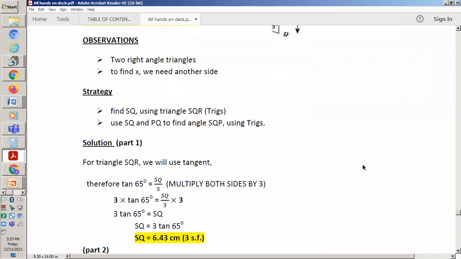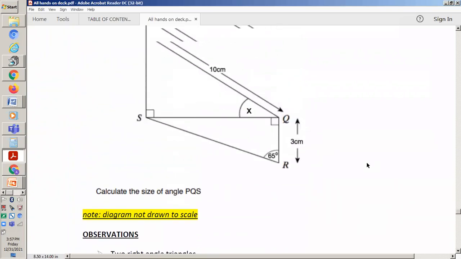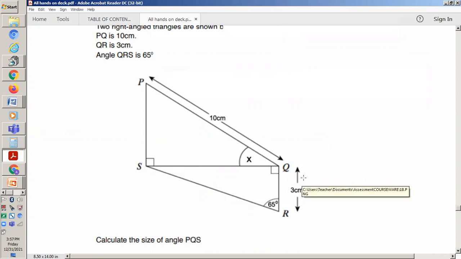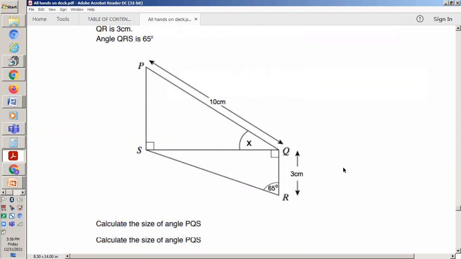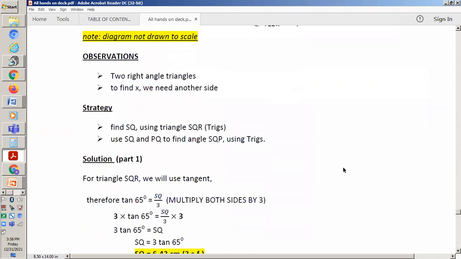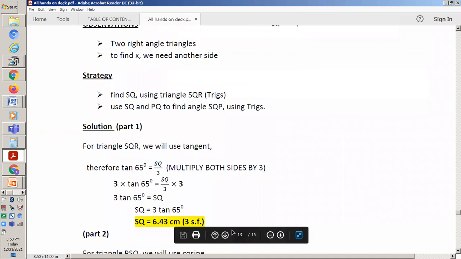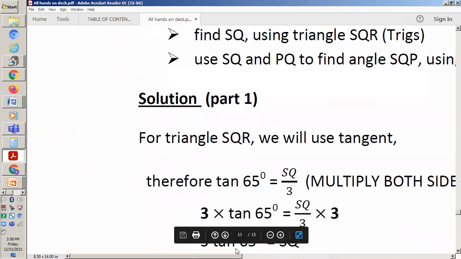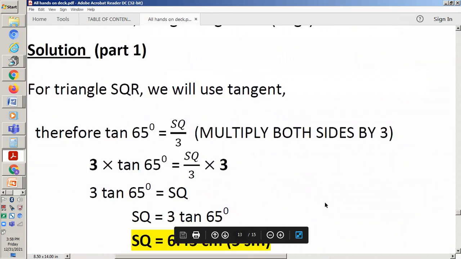Let me just explain further. Once we use the tangent and find SQ, we're going to use SQ and PQ to determine the size of angle X. So for tan, let us zoom in on this a little bit. We agree that we're going to use tan.